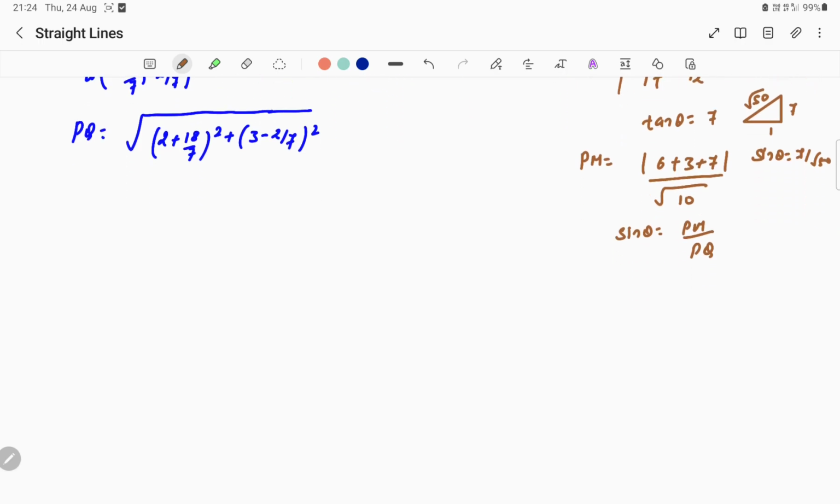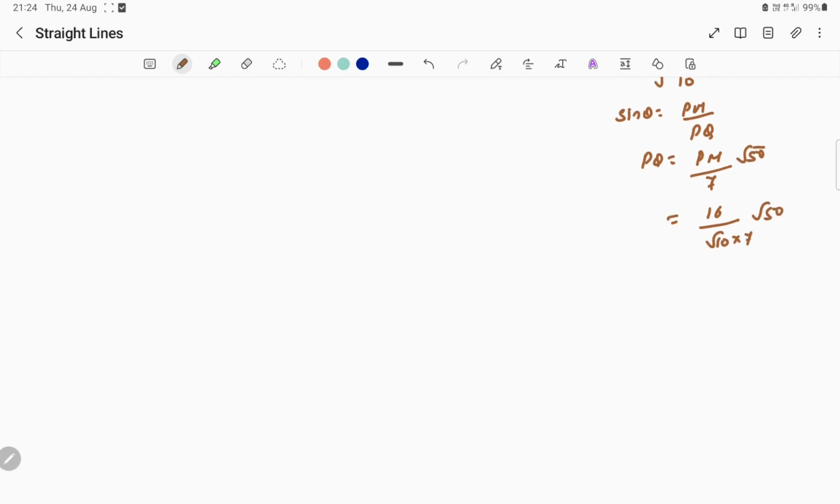Okay, so what is PQ? PQ is PM by sine theta, which is 7 by root 50. Already you have the PM value, isn't it? So we got how much? 7 plus 6 is 13, plus 3 is 16. So 16 by root 10 into 7 into root 50. So when you simplify this, it is 16 root 5 by 7.